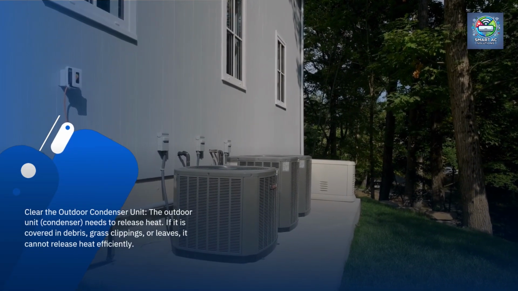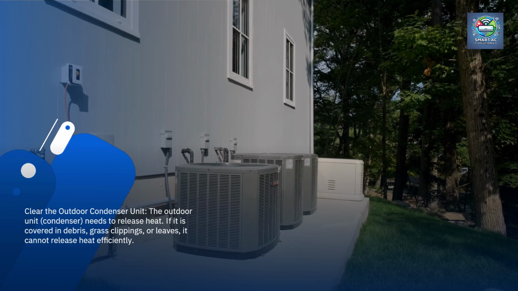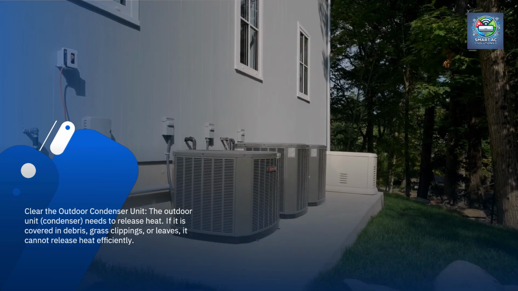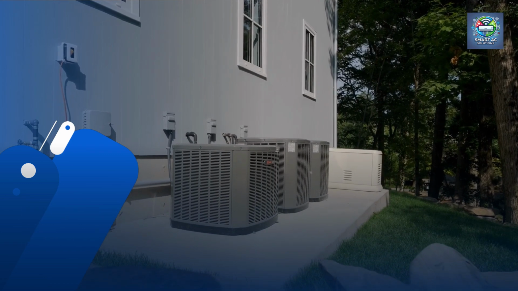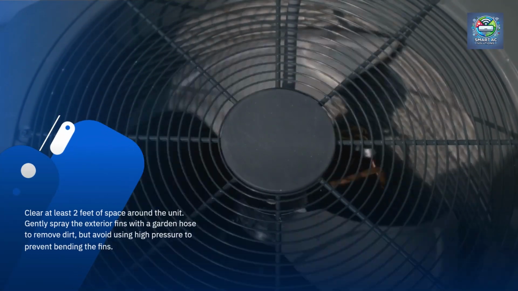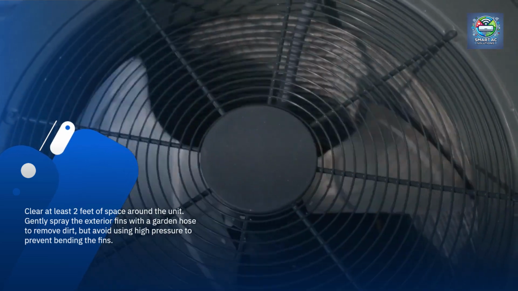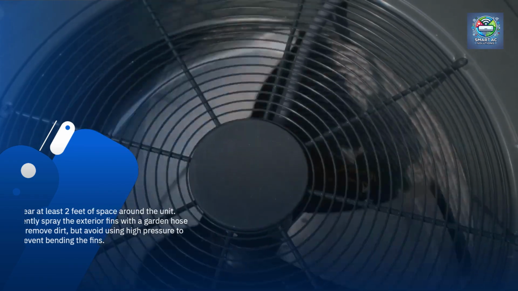Clear the outdoor condenser unit. The outdoor unit, the condenser, needs to release heat. If it is covered in debris, grass clippings, or leaves, it cannot release heat efficiently. Clear at least 2 feet of space around the unit. Gently spray the exterior fins with a garden hose to remove dirt, but avoid using high pressure to prevent bending the fins.